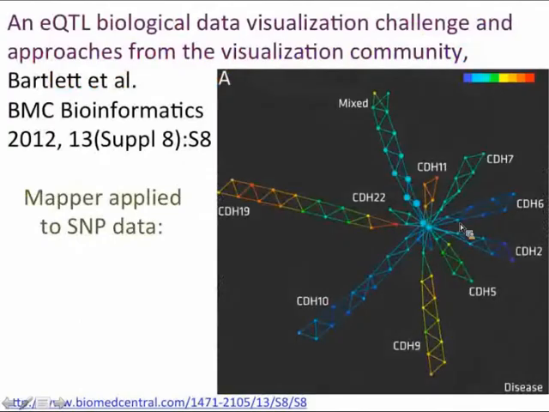So I won't talk about this data, but there is a variety of other places where they've applied this mapper software. They've applied it to breast cancer data and found some interesting substructures there. In this case, in this EQTL Biological Data Visualization Challenge, they won one of the best visualization things for this challenge right here. And this is where they were analyzing SNP data.